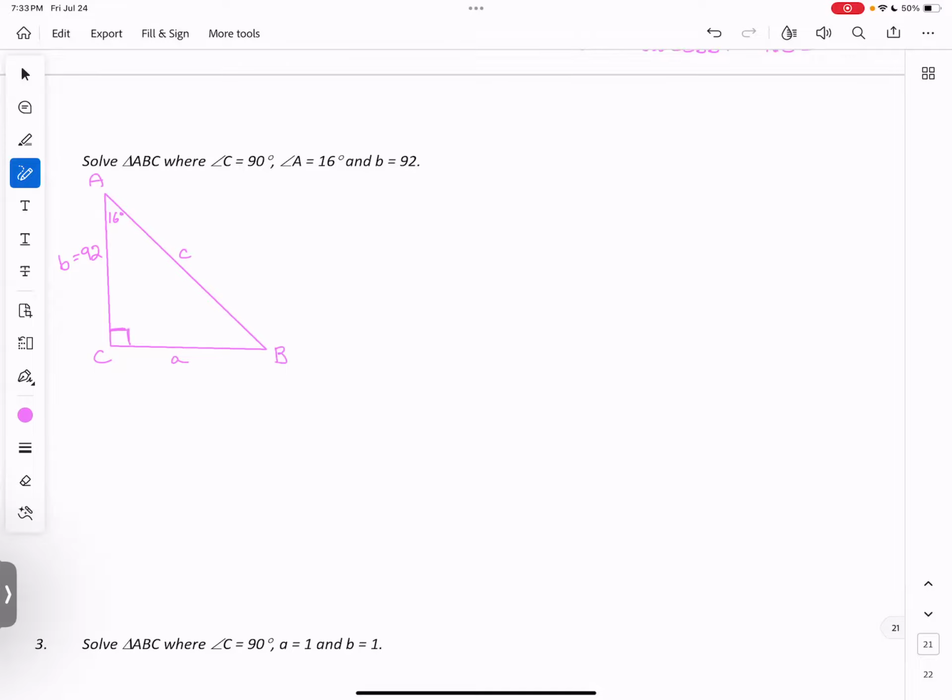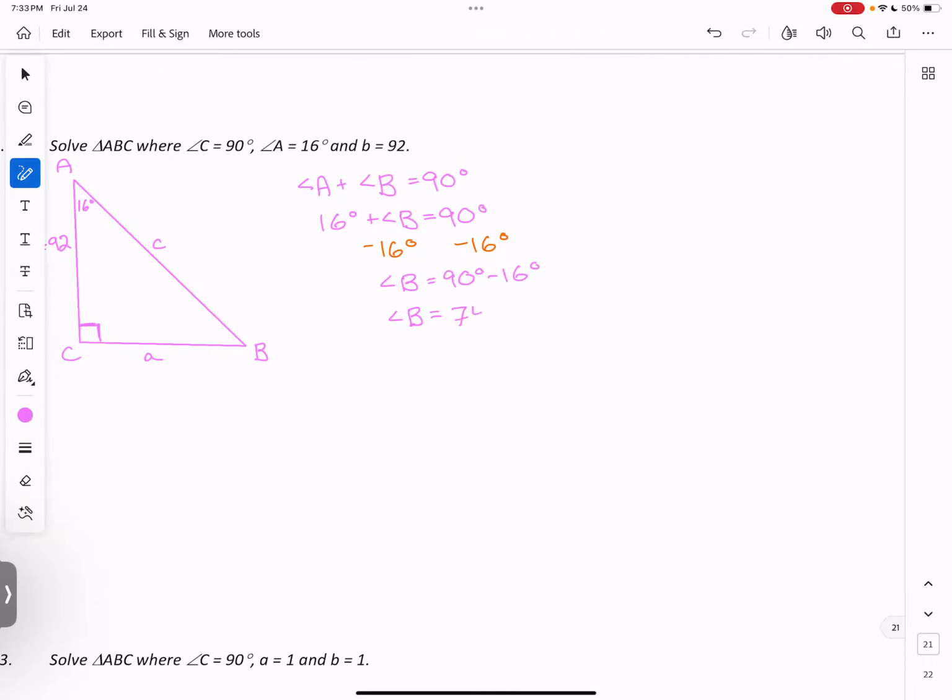Okay, so let's start by finding angle B, because we know angle A plus angle B equals 90 degrees. And angle A was given to us at 16 degrees. So we can subtract 16 from both sides. And we get angle B is 90 minus 16, which is 74, I think. Yes, 74 degrees.